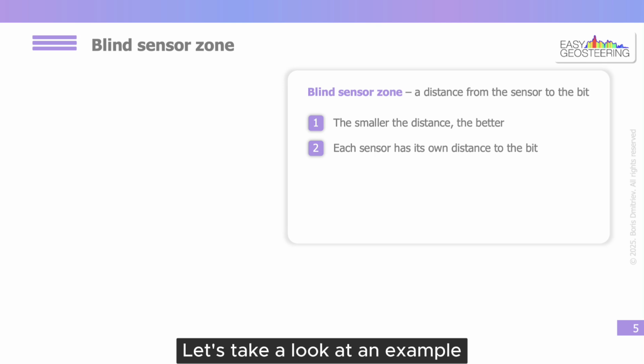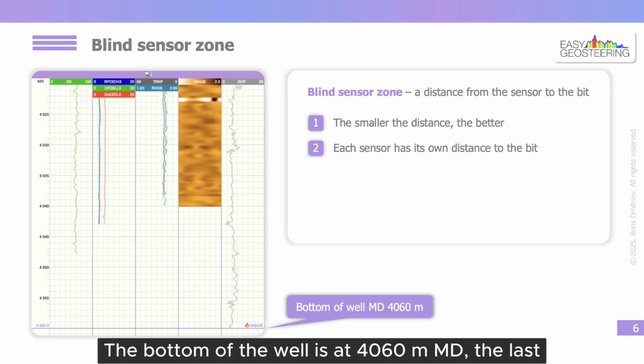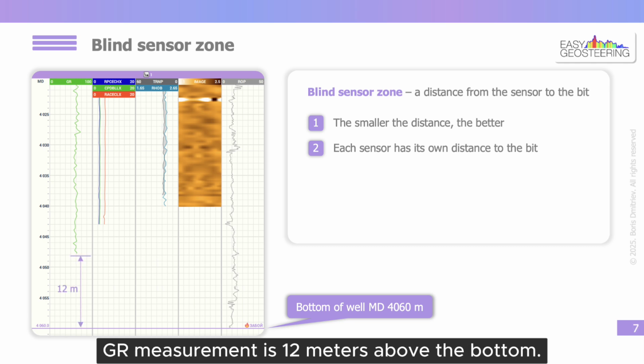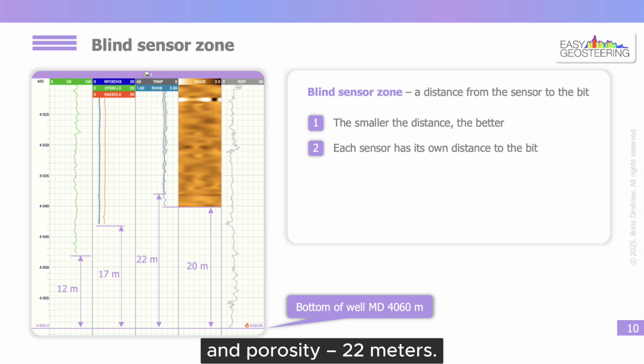Let's take a look at an example of a triple combo service in real time. The bottom of the well is at 40-60 meters MD. The last gamma ray measurement is 12 meters above the bottom. The resistivity is 17 meters, density 20 meters, and porosity 22 meters.